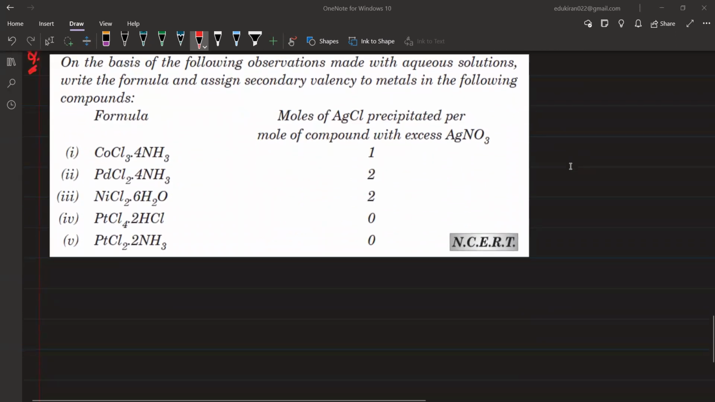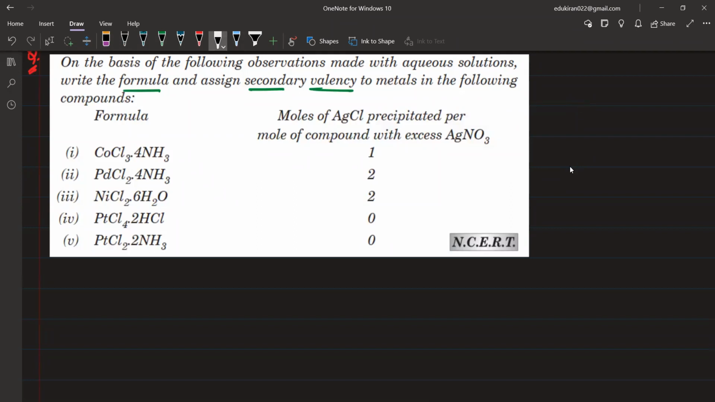So listen, all of you. On the basis of the following observation made with accurate solutions, write the formula. So first of all, you have to write the formula and assign secondary valency to the metal atom. Secondary valency is what is inside the square brackets. Whatever you write inside the square brackets, that is the secondary valence. Primary valency is outside, whatever ions are present outside the square brackets. First thing is that you have to write the formula.